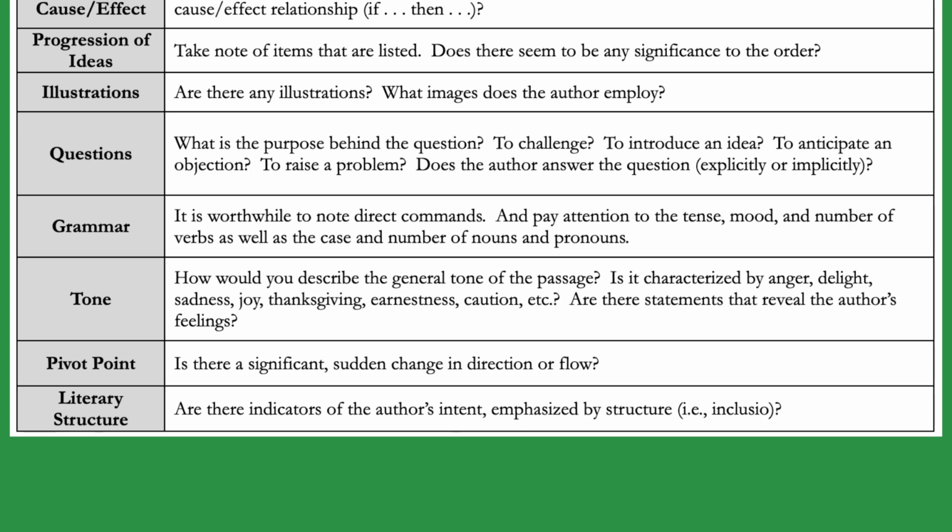You're going to see this a little bit more in a video on beginning to break down the grammar of a passage. But it's helpful to think through, again, tense and mood, past tense, future tense, things like that. Tone: how would you describe it? This is, again, somewhat subjective, but how would you describe the general tone of the passage? Is it characterized by anger, delight, sadness, joy, thanksgiving, earnestness, caution, etc.?